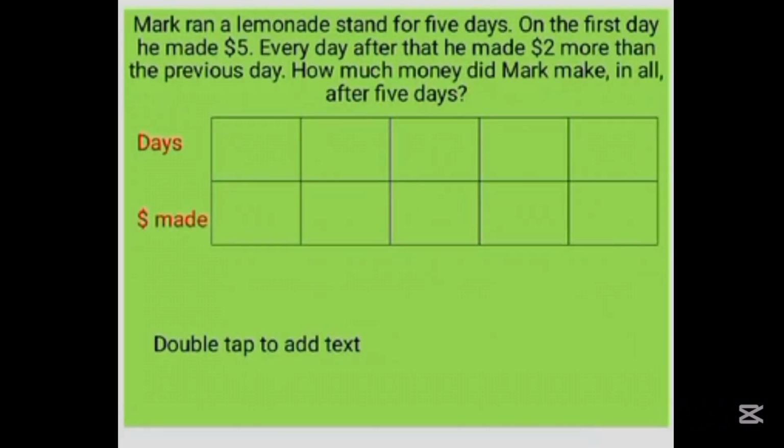Example number 2, Mark ran a lemonade stand for 5 days. On the first day, he made $5. Every day after that, he made $2 more than the previous day. How much money did Mark make in all after 5 days? So, may table ulit. Gumawa ako ng table, and sa taas, nandun yung days, and sa baba ay made.